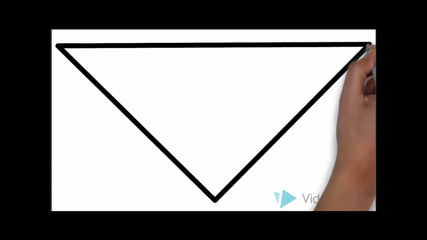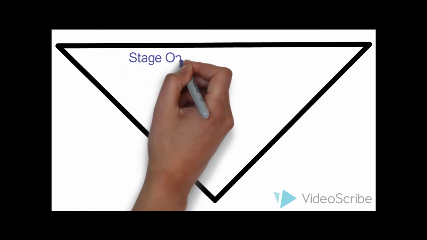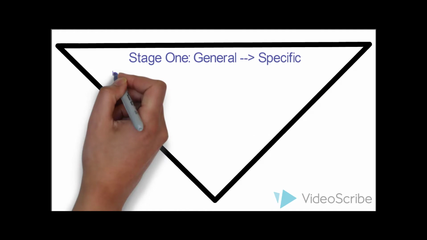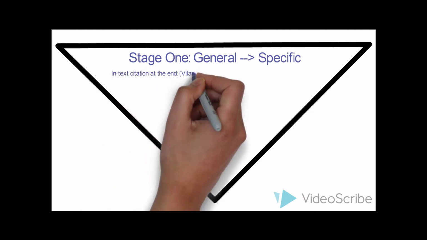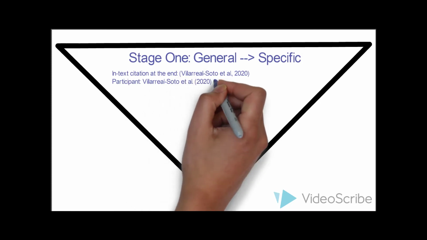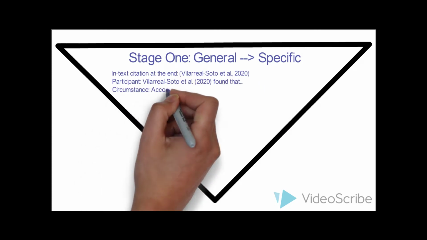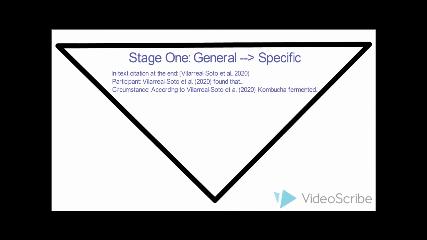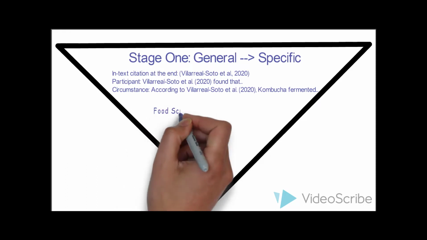We want to write from general to specific. So remember, as you're getting more specific and you start to paraphrase and cite your sources, that you can use in-text citations at the end of your sentences, but you can also use them as a participant. So use the last name and the date. You can also use them as a circumstance. So according to, and then use your author's name, kombucha fermented.